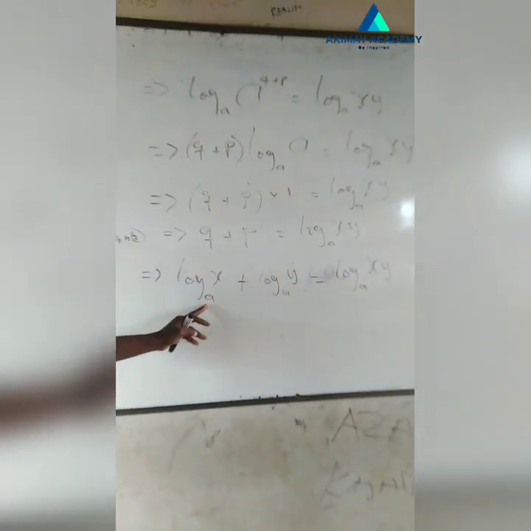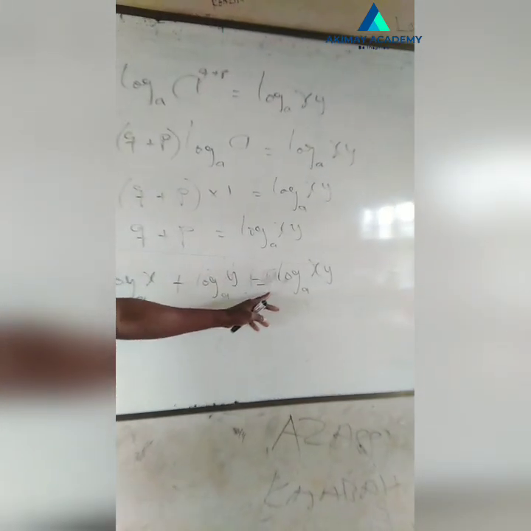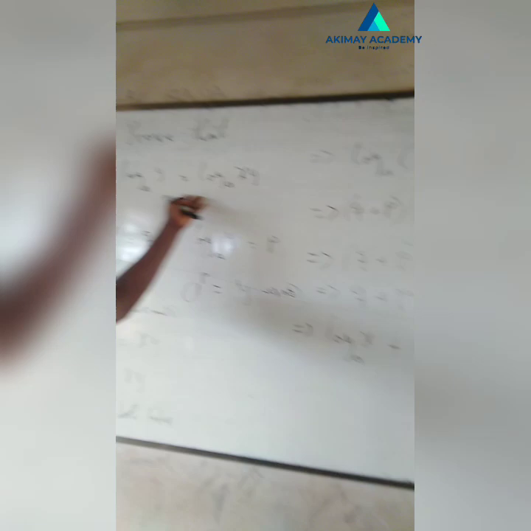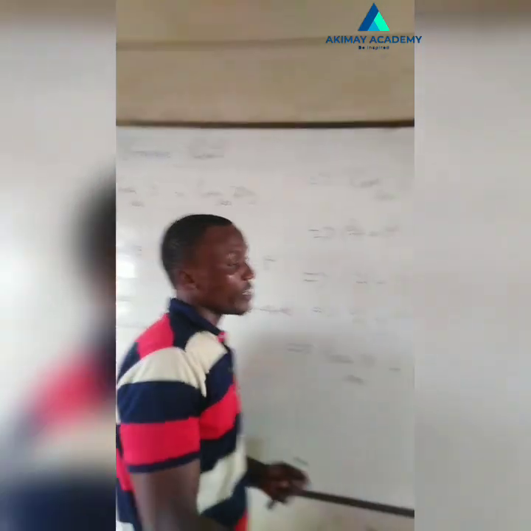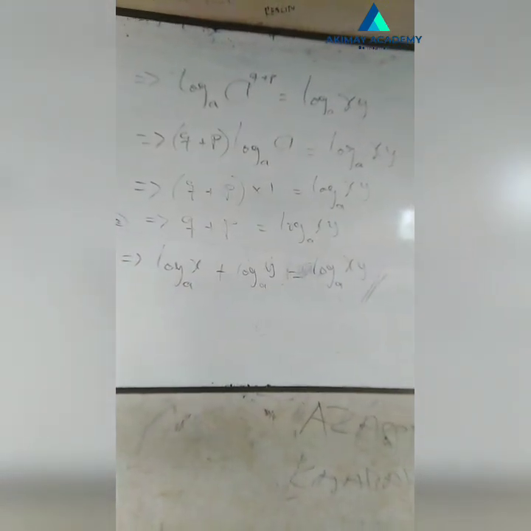So you see that we have log x to the base a plus log y to the base a equals log xy to the base a, as it was given to us. This shows that it has been proven. And that's what we have, and I hope you are okay with it and there's no problem again.